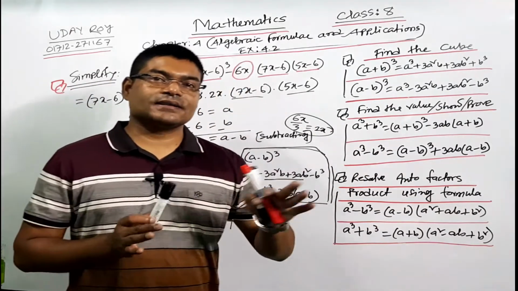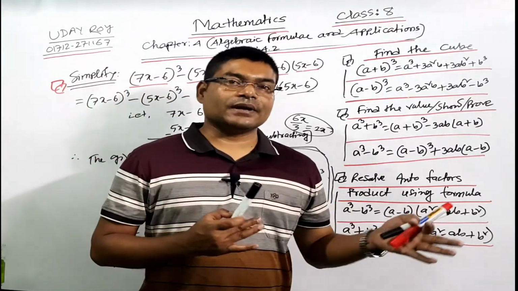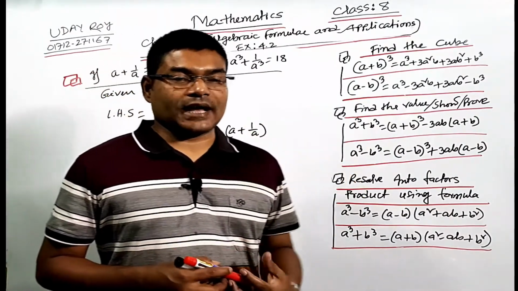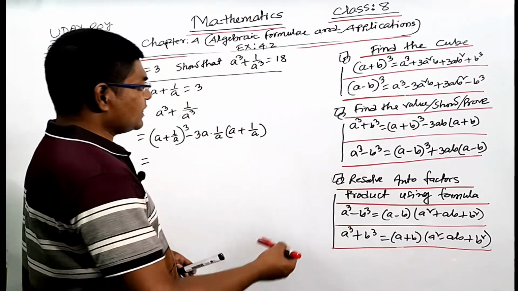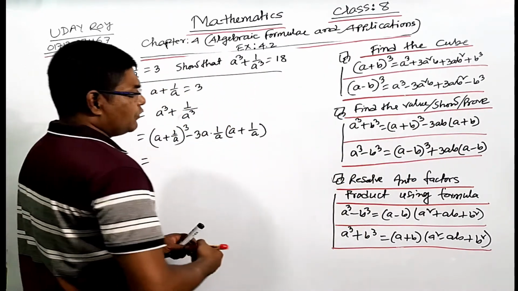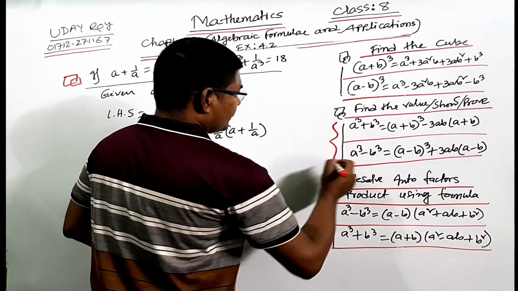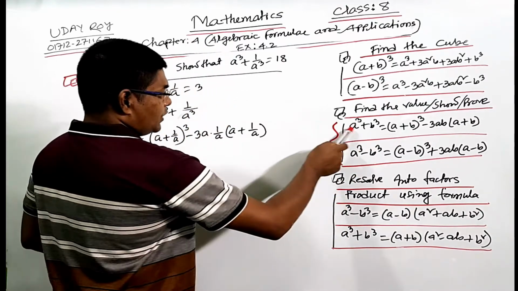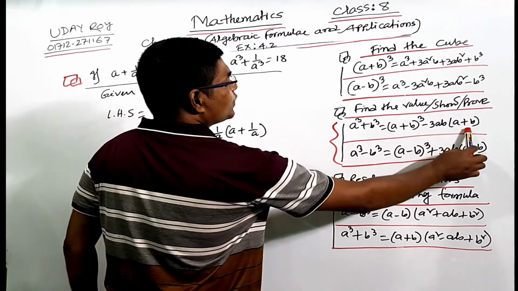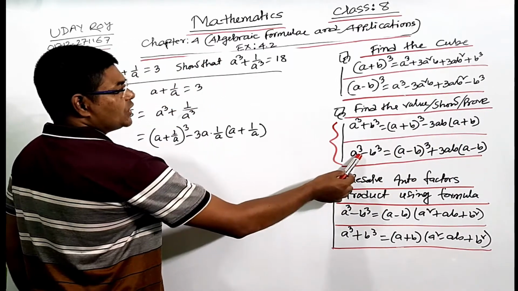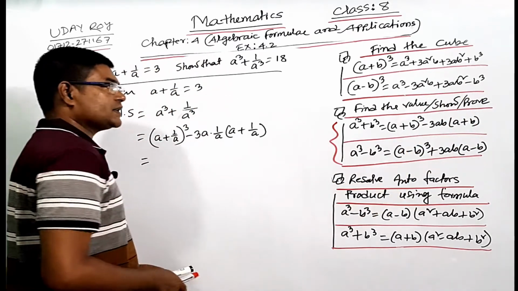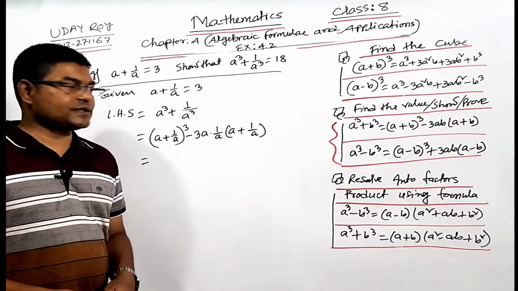Our simplification task is done. Now we will do find the value, show that and prove that type maths. You have to follow: a cube plus b cube equal to a plus b whole cube minus thrice ab into a plus b. a cube minus b cube equal to a minus b whole cube plus thrice ab into a minus b.